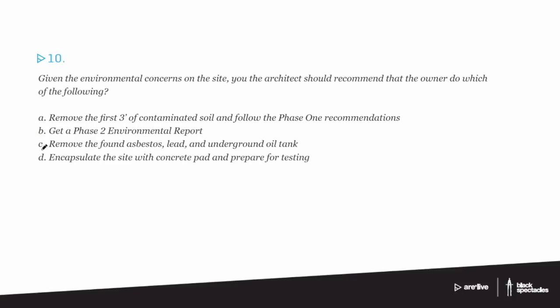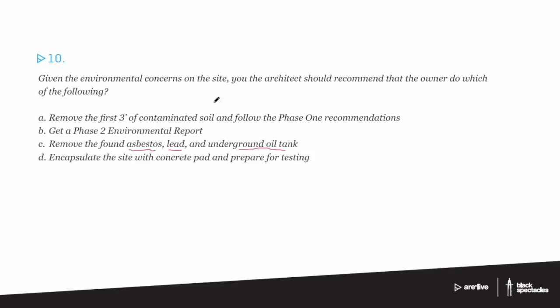Okay, number 10, given the environmental concerns on the site, you, the architect, should recommend that the owner do which of the following? So before we'd answer this, we would probably go through and read that phase 1 and really go through it. I will tell you that if we did that, we would find that sure enough, there is asbestos, lead, and an underground oil tank are all mentioned in that phase 1 as things to be worried about. So clearly that is a reasonable set of things to be thinking about.